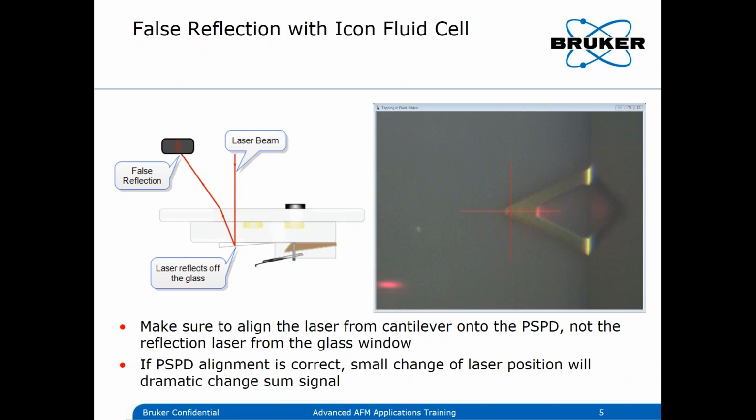You can basically do a small change of your laser position, and this will have a dramatic change of your sum signal. Meaning, if you turn the back screw on the Icon scanner clockwise or counterclockwise in small circles, then you will see that if you were on the cantilever, the signal drops instantly. If it reflects on the glass, it stays there much longer.